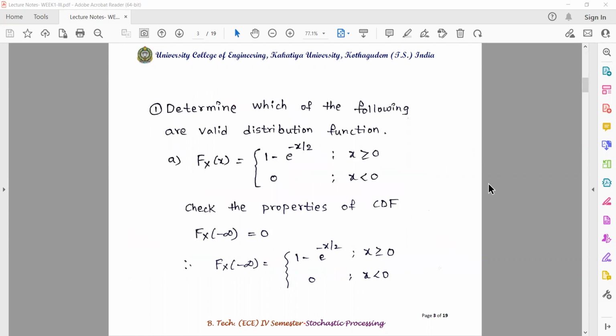So the first one is: determine which of the following are valid distribution functions. I have three problems here. The first one is capital Fx of x, a CDF, cumulative distribution function. Capital Fx of x is equal to 1 minus e power minus x by 2 when x is greater than or equal to 0, and 0 when x is less than 0.